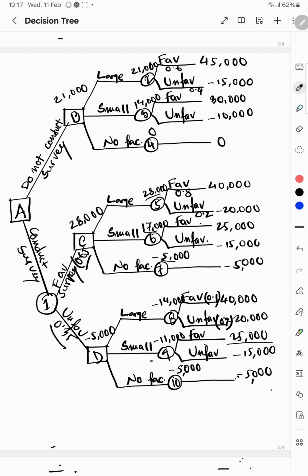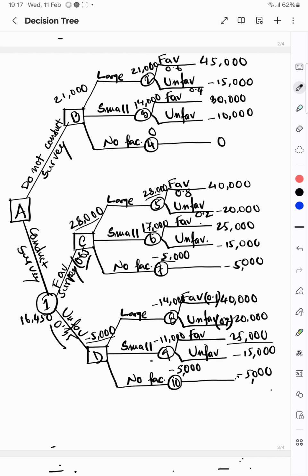Now once again, for C and D we have chosen, but for number 1 we can't choose. We have to calculate because this is a circle. The study could be favorable, the study could be unfavorable. There is a probability for favorable study, there is a probability for unfavorable study. So we will do 28,000 times 0.65 and minus 5,000 times 0.35, and that will give us 16,450. And now this is our time to make the final decision. The final decision is whether to conduct survey or not.